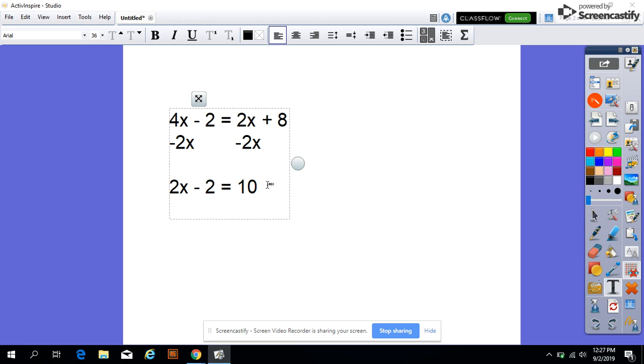Next, we've got to get rid of the minus 2. The opposite of minusing 2 is plus 2. We're left with 2x equals 12. And now again, just one step away. So the opposite of multiplying by 2 is going to be dividing by 2. x equals 6. Beautiful. So that's the keys and the basics to solving for a variable.